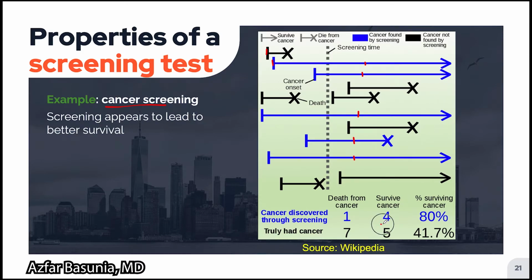So we have 4 patients who survived and only 1 who passed away among the patients who were discovered by screening, which brings the percentage of patients who survived the cancer at 80%. Now, if we look at all 12 patients who suffered from the cancer, we can see that only 5 survived the cancer at the end, which brings the total percentage of patients who survived from the cancer at only 41.7%. Thus, because the screening is detecting a less aggressive form of the cancer, we can see that the screening appears to lead to a better survival.